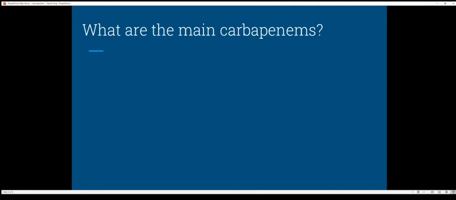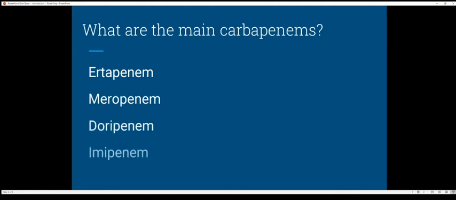So what are the main carbapenems? Do you know them? No, I do not. So you have ertapenem, which isn't as good, but it's good if you don't need to cover too broad. Meropenem, doripenem, and imipenem. The hospital usually uses meropenem or ertapenem, where I'm at right now. So it just depends on the situation.